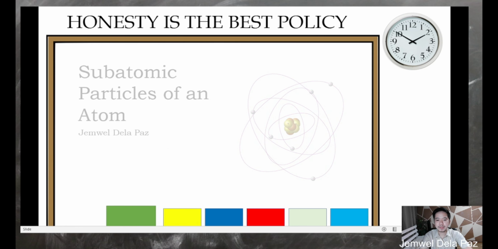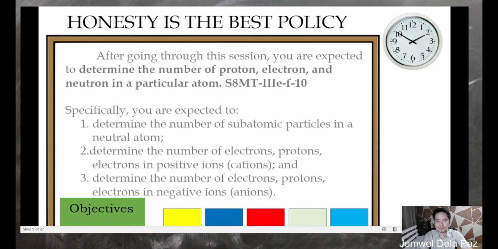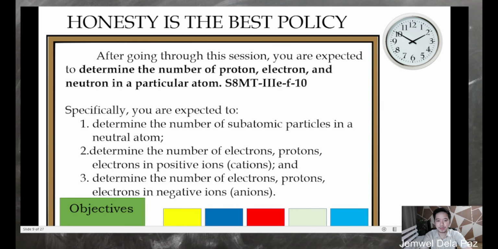Our objectives for today. After going through this session, you are expected to determine the number of protons, electrons, and neutrons in a particular atom. Specifically, you need to determine the number of subatomic particles in a neutral atom, determine the number of electrons, protons, and neutrons in positive ions, and determine the number of electrons, protons, and neutrons in negative ions.